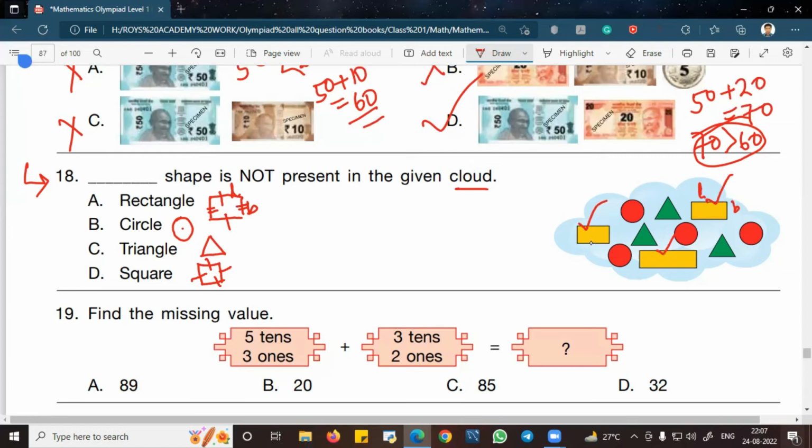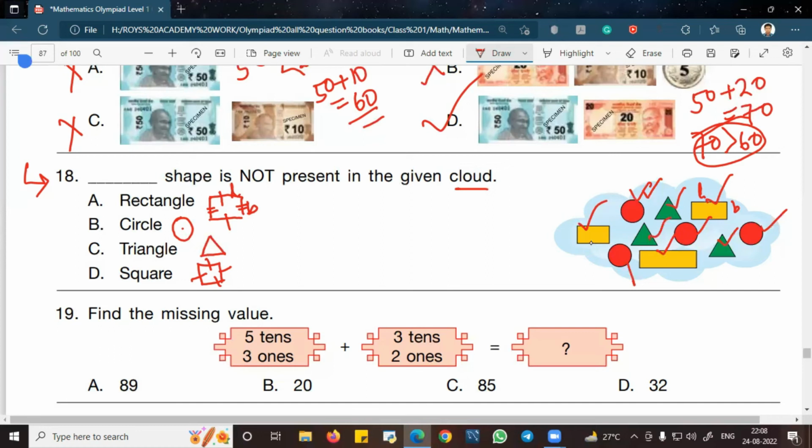Sorry. So in the next case, we see this is the triangle, because it has three sides. So we have the triangle, and we have the circle also. So you can see there are one, two, three, and four. There are four circles. So guys, we just reduce all of these figures, and we have to find which figure is not present there.